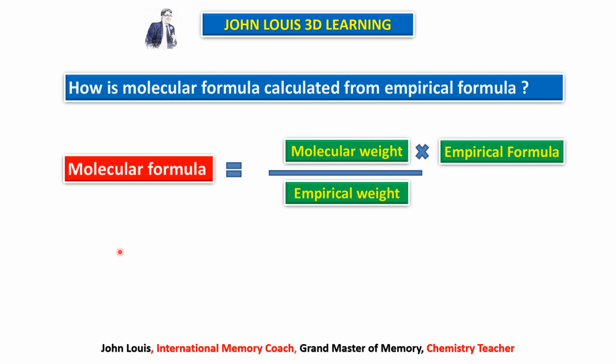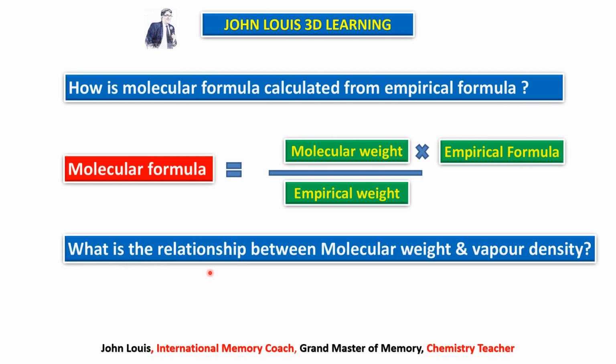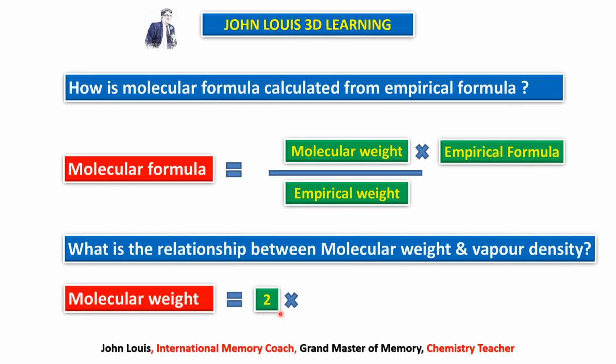Just try to remember this formula, and when we work out the problem you will really understand its meaning. And the second formula is the relationship between molecular weight and vapor density. Molecular weight is equal to 2 times its vapor density. Suppose we find out vapor density of any compound, and if you multiply it by 2, you will get its molecular weight. So these are the 2 important formulas we need to know in order to calculate the empirical formula and molecular formula of a compound. Hope it's very clear. You can pause the video and take down these 2 formulas. In every problem, we need to use these 2 formulas.